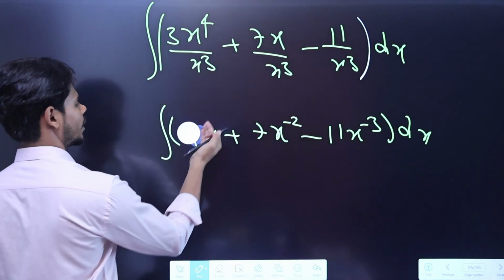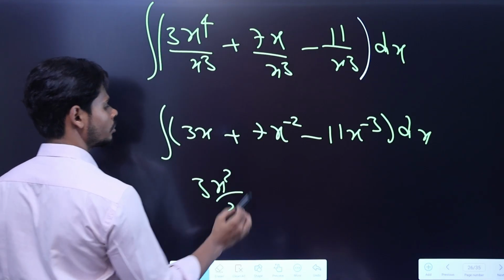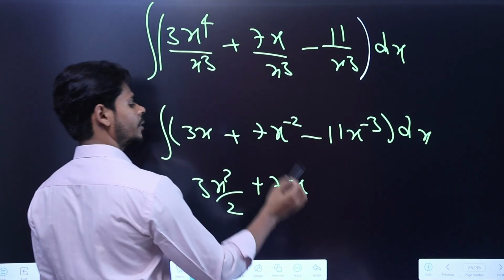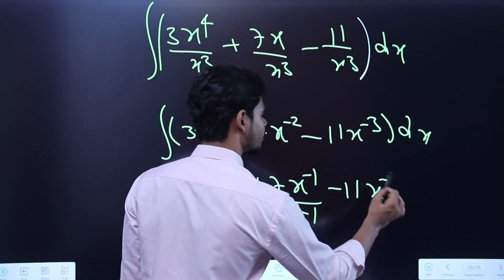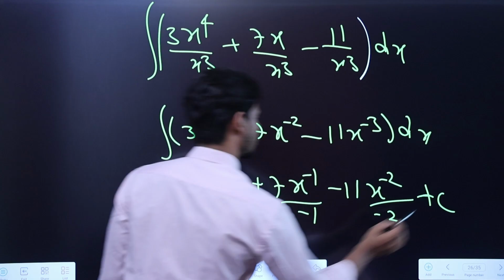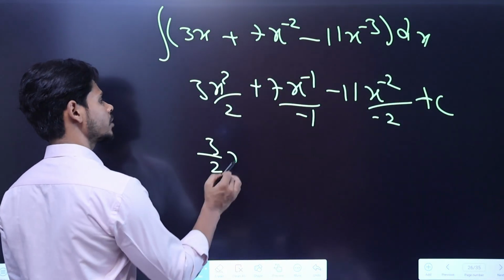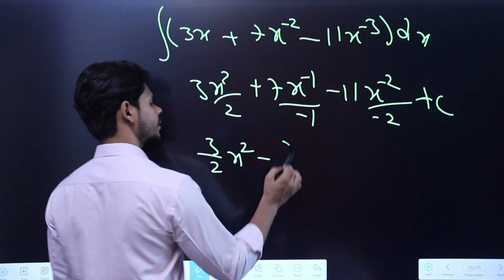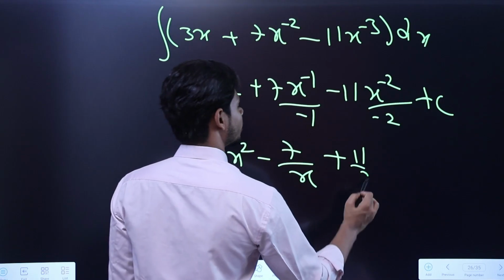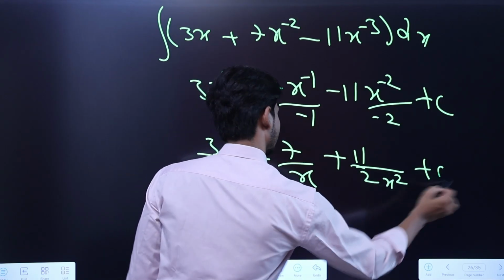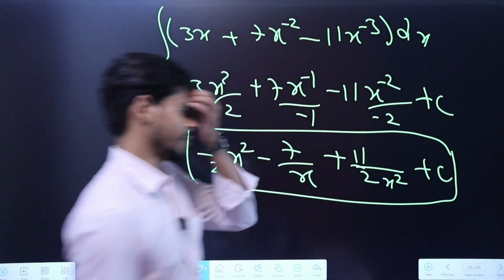This will be 3x, so it will be 3x square by 2, then plus 7, if I add 1, I will get minus 1, divided by that minus 1. Then minus 11, if I add 1, I will get minus 2, and divide by that minus 2, plus c. Now if I solve this, it will be 3 by 2 x square, plus minus 7 by x, and minus minus, plus 11 by 2 x square, plus c. So this will be your final look of the answer. Got it? Next.